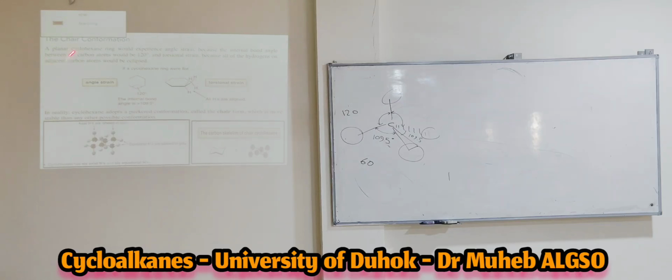So a planar cyclohexane, this is the planar cyclohexane ring, has an angle strain here of 120. Look, more than 109. That means it is less stable than the chair form. I will give you step by step.